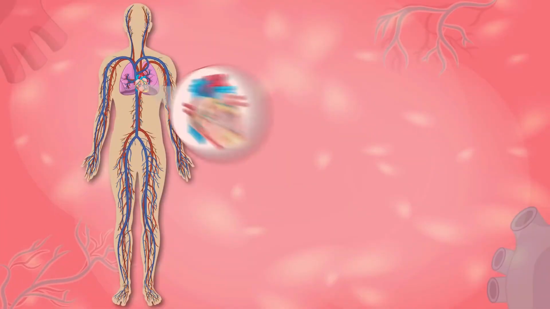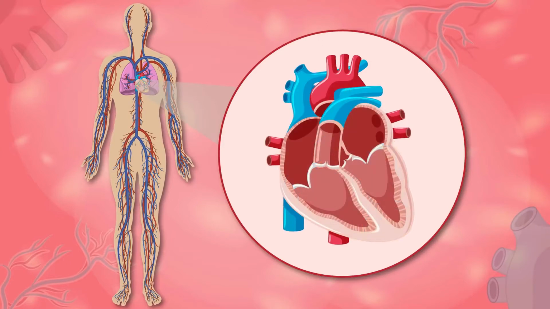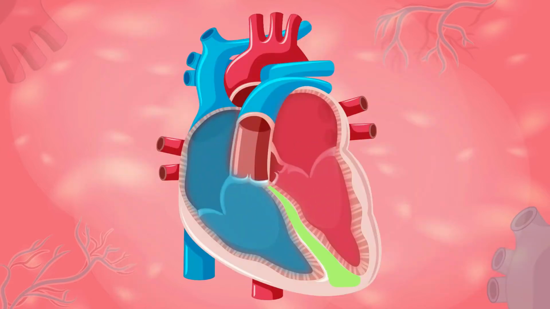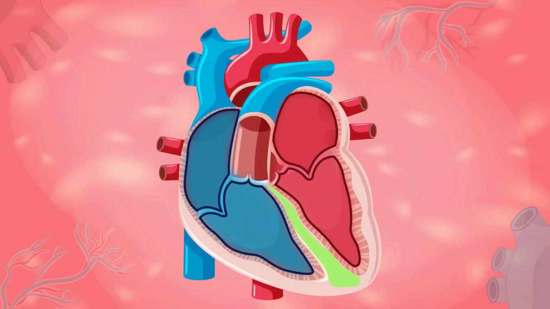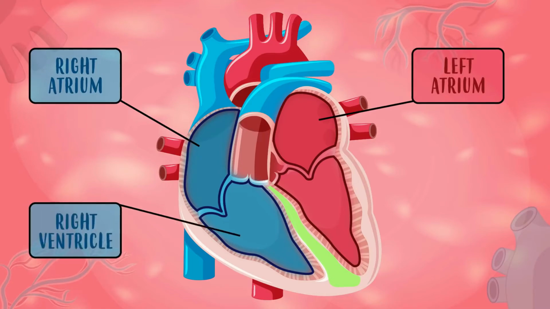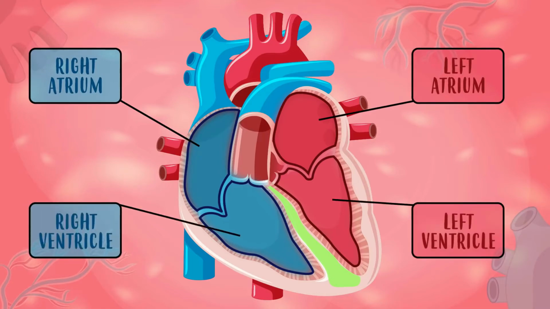The heart is divided into two parts, the right part and the left part, separated by a cellular wall, so they are not connected internally. Each one of these parts has two chambers or cavities. The upper cavities are called right and left atrium, and the lower cavities are called right and left ventricle.